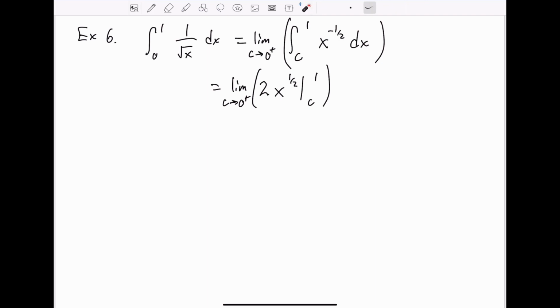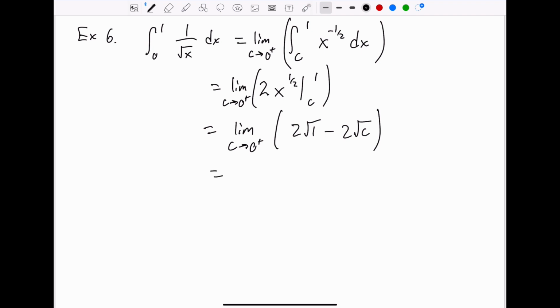Now, x to the 1/2 is the same as the square root of x. So I have the limit as c approaches 0 from the right, 2 square root of 1 minus 2 square root of c, plugging in the values for the limits of integration. This is what we get. 2 times square root of 1, that's just 2. So I have 2 minus the limit as c approaches 0 from the right of 2 square roots of c.